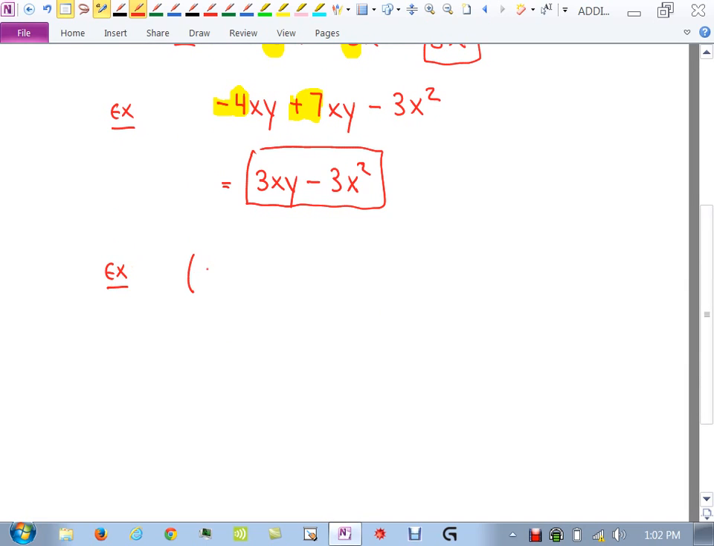What would happen if I did something crazy like this? 5x cubed minus 3x plus 7 in parentheses, minus 4x cubed minus x squared plus x minus 10 in parentheses. Now this is starting to look like a mess, huh?